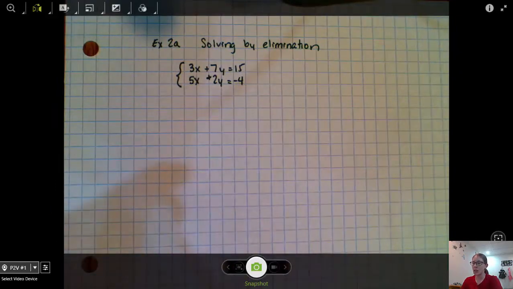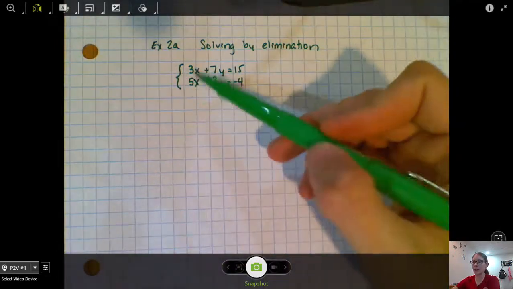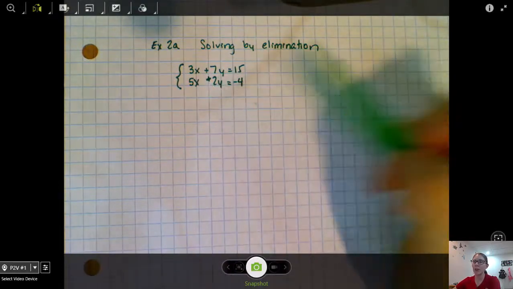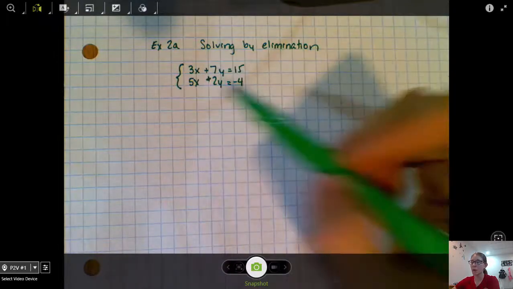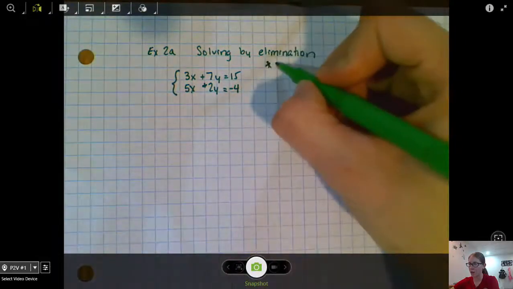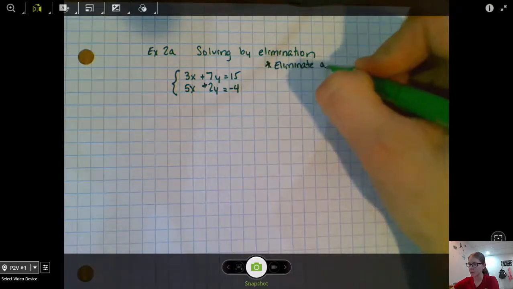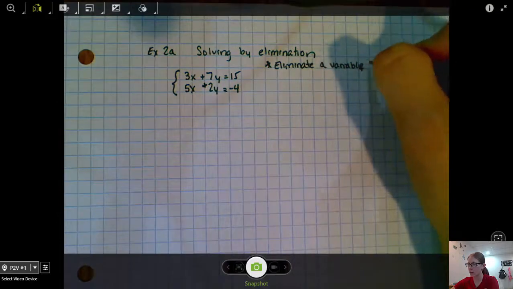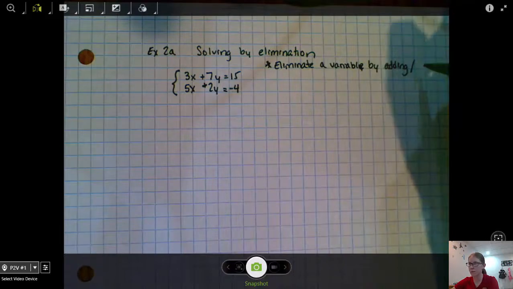So the goal of elimination is for us to be able to either add or subtract our equations straight up and down so that one of our variables can get eliminated. So before we can do that, I'm going to write that out. The goal is to eliminate a variable by adding or subtracting.